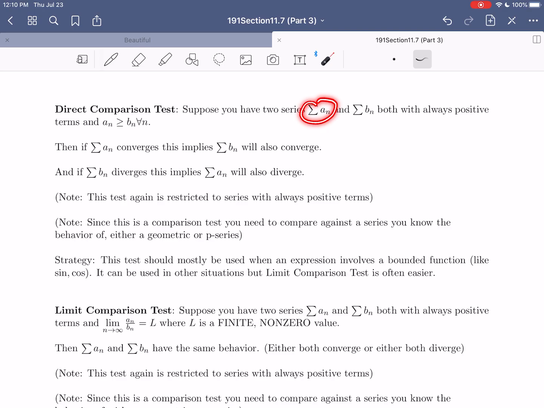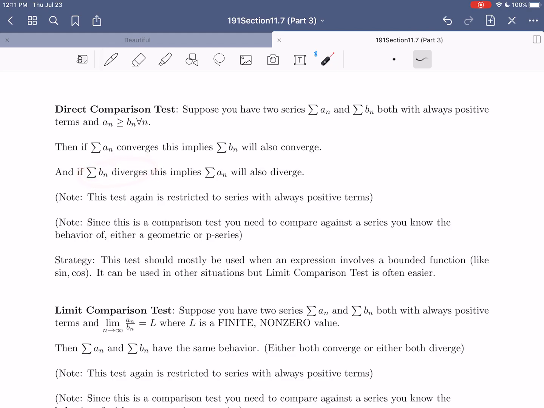So this series here has strictly larger terms than the other. Well, then we said that if the sum a sub n converges, then the sum b sub n will also converge. So if the series with the larger terms converges, then the series with the smaller terms will also converge. Sort of the idea there was that if the larger one is finite, then the smaller one must be finite.